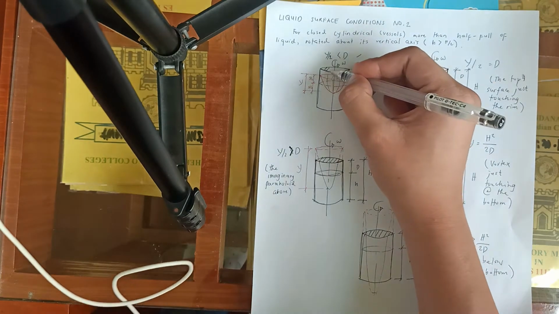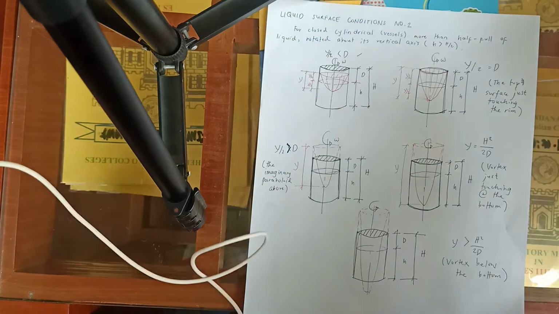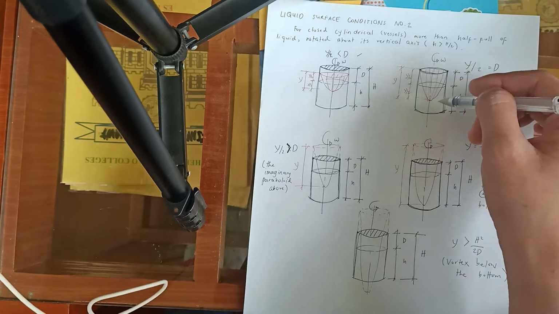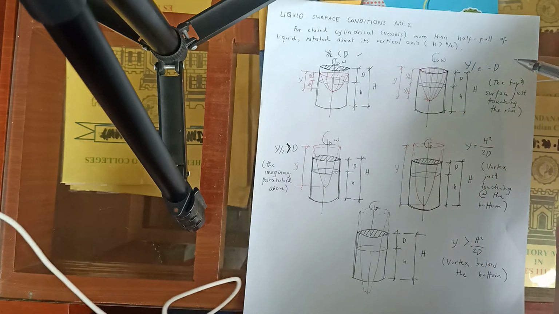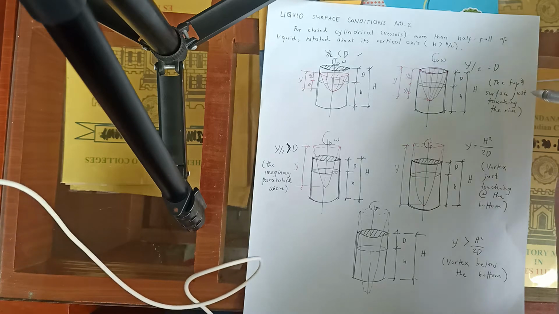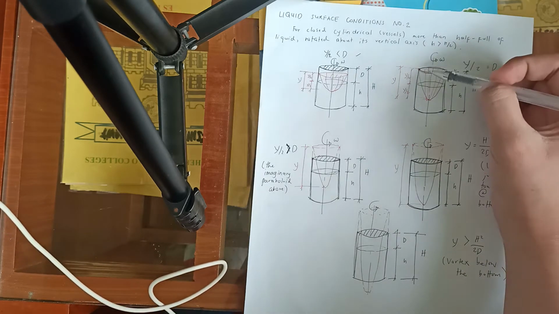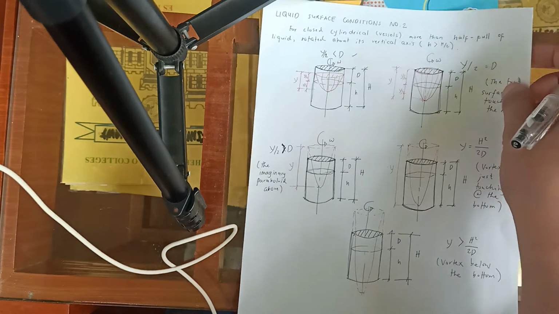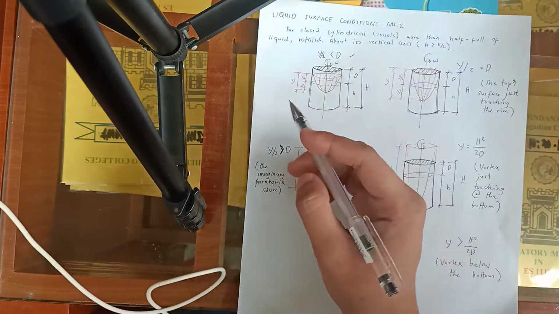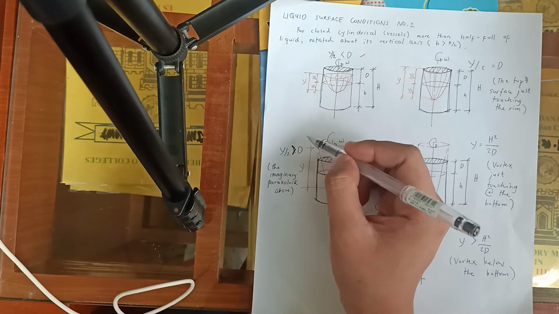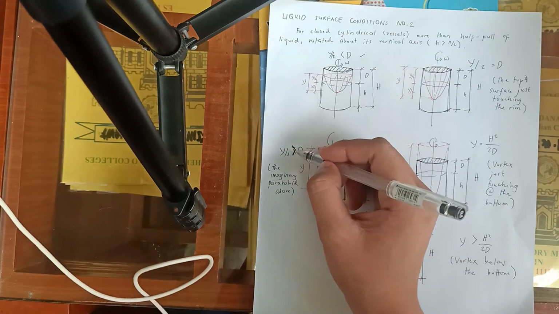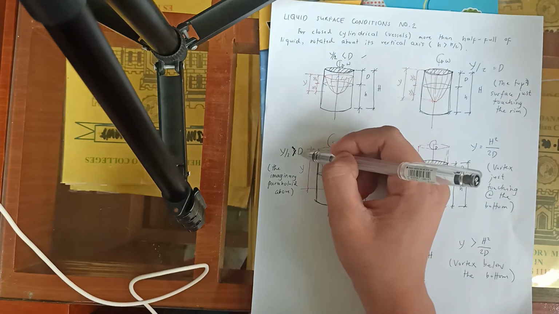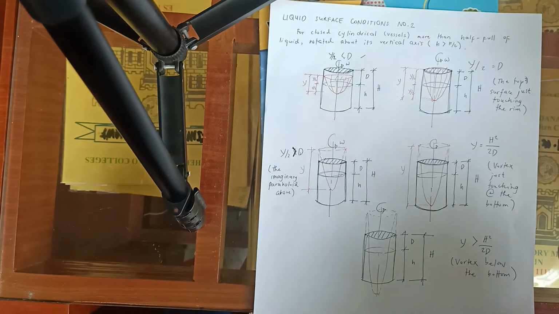I mean closed vessel. So the second condition would be y over 2, or half of the depth of the paraboloid, equals d, where the top surface is just touching the rim. Again, this is a closed vessel. The third condition would be half of y, or the depth of the paraboloid, is greater than d, the imaginary paraboloid above.